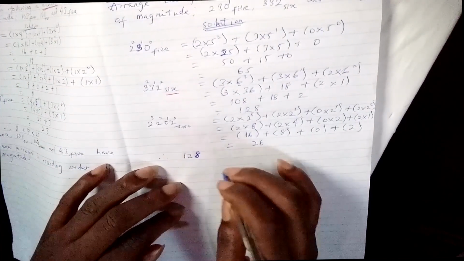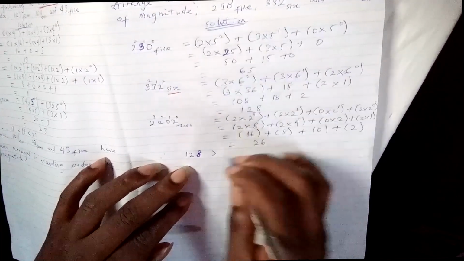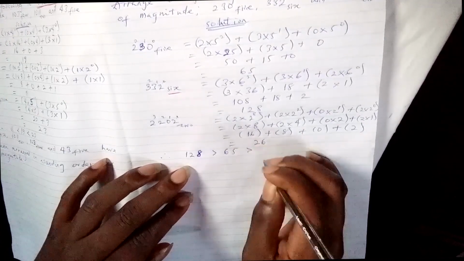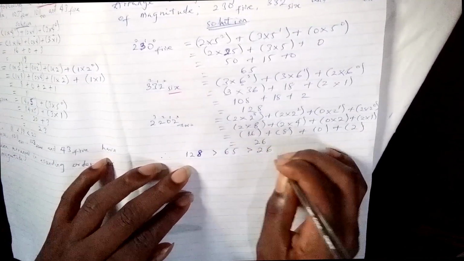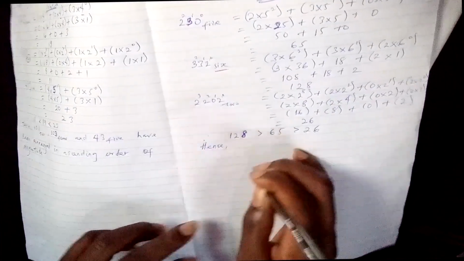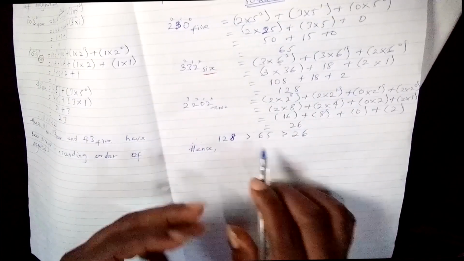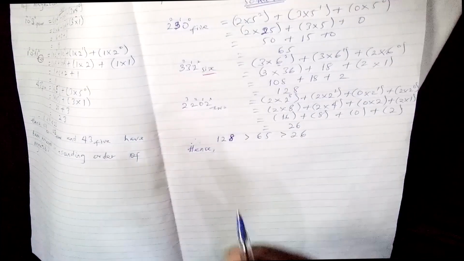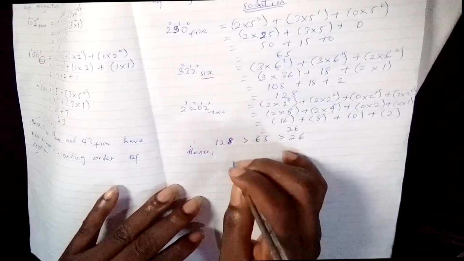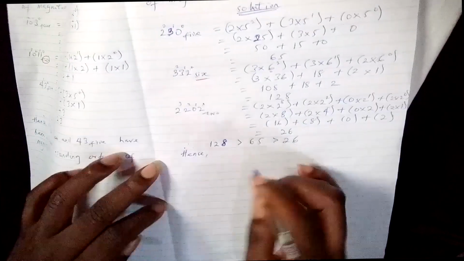So 128 has been written, and it is greater than 65. And 65 is also greater than 26. Another way you can say, hence, to order them, remember, for comparison we use less than or equal, greater than. But for ordering, we just use comma to separate them. So to order, 128 is equivalent to 332 base 6.